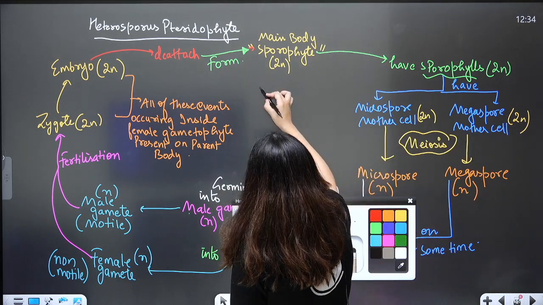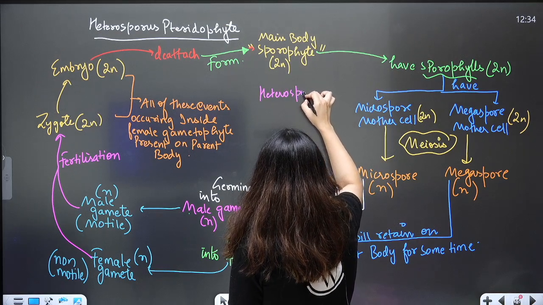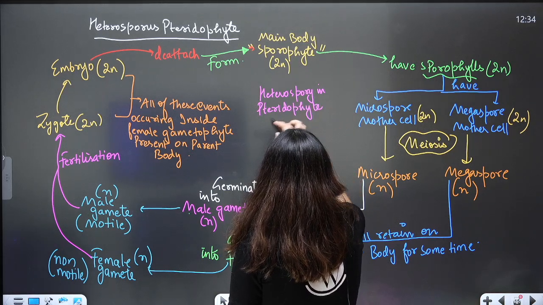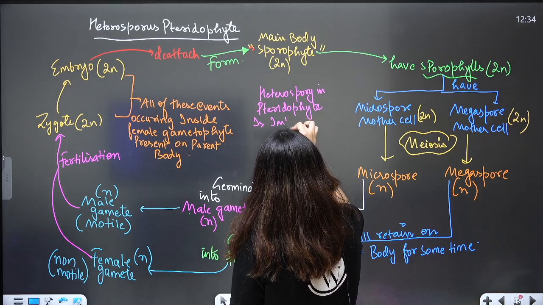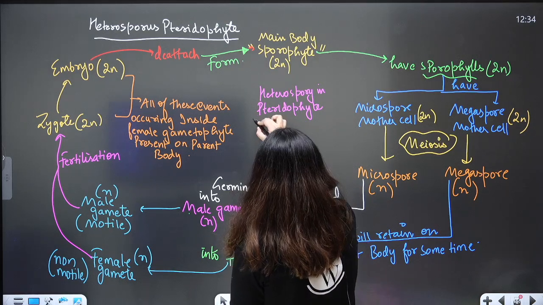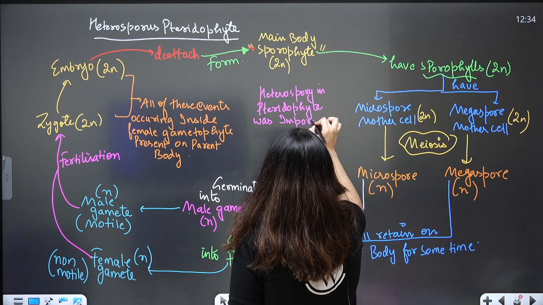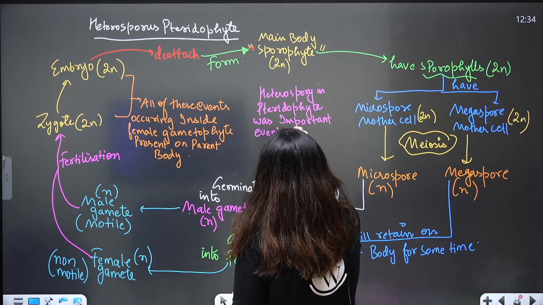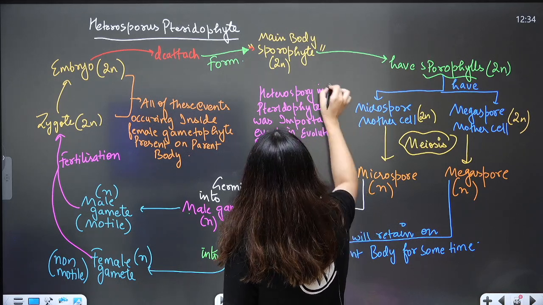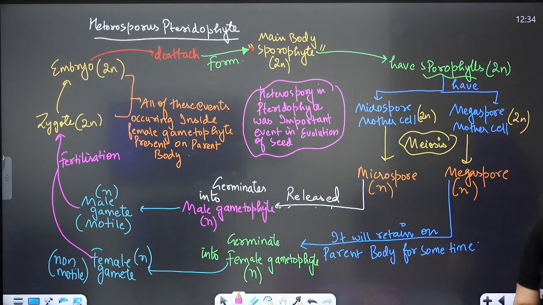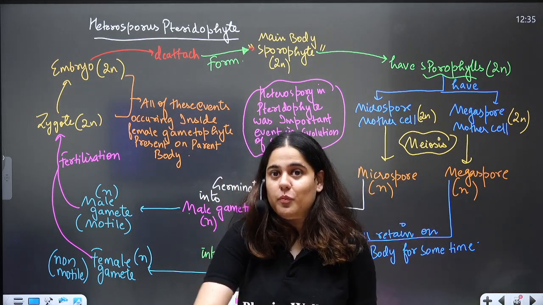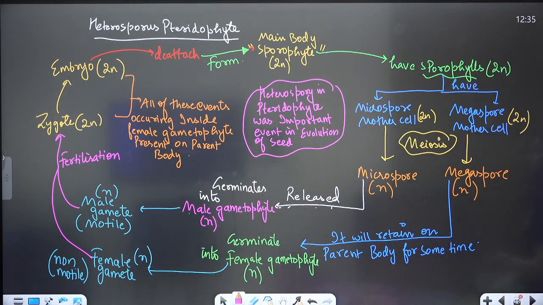So I'll write it here that heterospory in pteridophytes is, or was, an important event in the evolution of seed. Although they did not produce seed, heterospory itself is a main event that will help in the production of seed in the next group of plants. Remember, they did not produce seed.